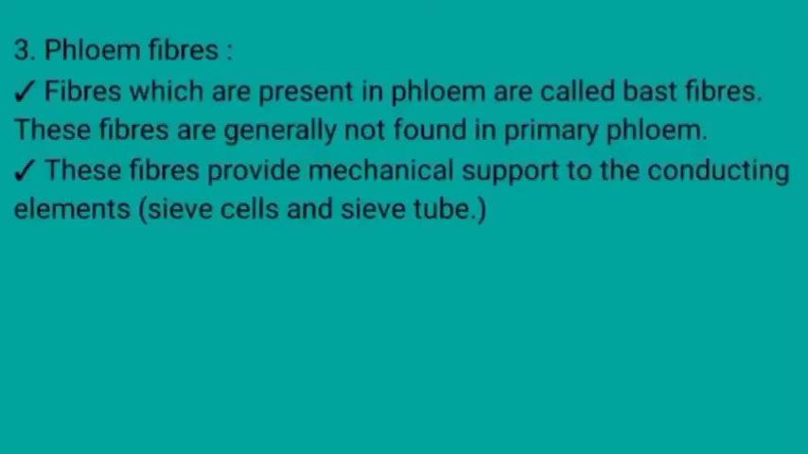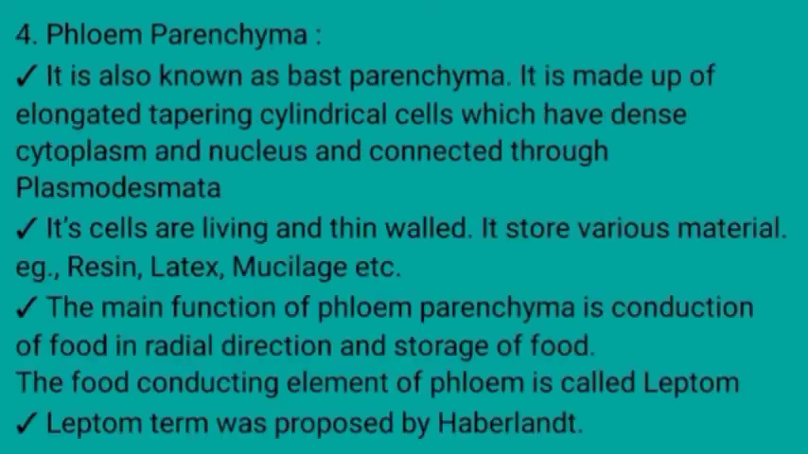Number 3. Phloem fibers. Fibers which are present in phloem are called bast fibers. These fibers are generally not found in primary phloem, only present in secondary phloem. These fibers provide mechanical support to the conducting tissue or conducting elements like sieve cells and sieve tube elements. Phloem fibers are bast fibers having economic importance.